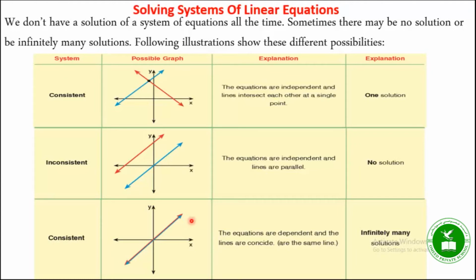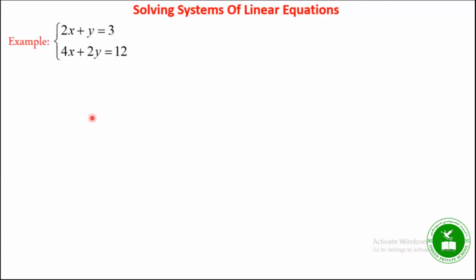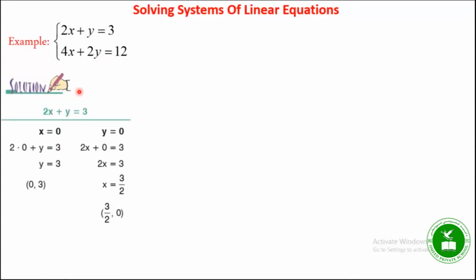Another example. In this example, we have the system of linear equations 2x plus y is equal to 3 and 4x plus 2y is equal to 12. Firstly, we should solve the question like this. For the first equation, we take x first. The x should be equal to 0. The 2 times x, in place of x we will put 0, plus y is equal to 3. 2 times 0 is 0 and y is equal to 3. So x is 0 and y is 3.